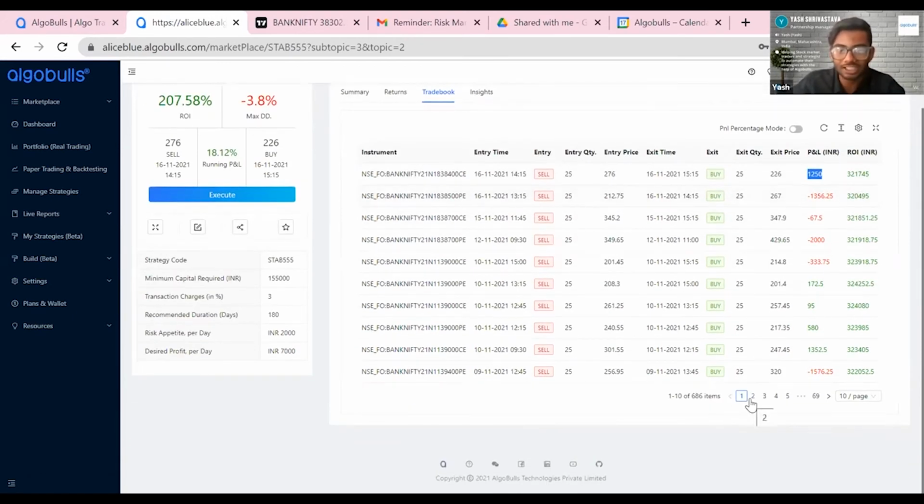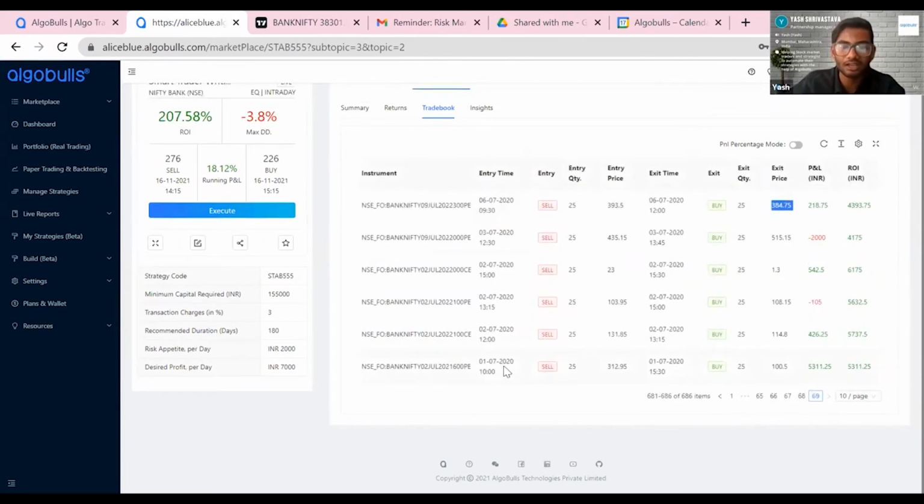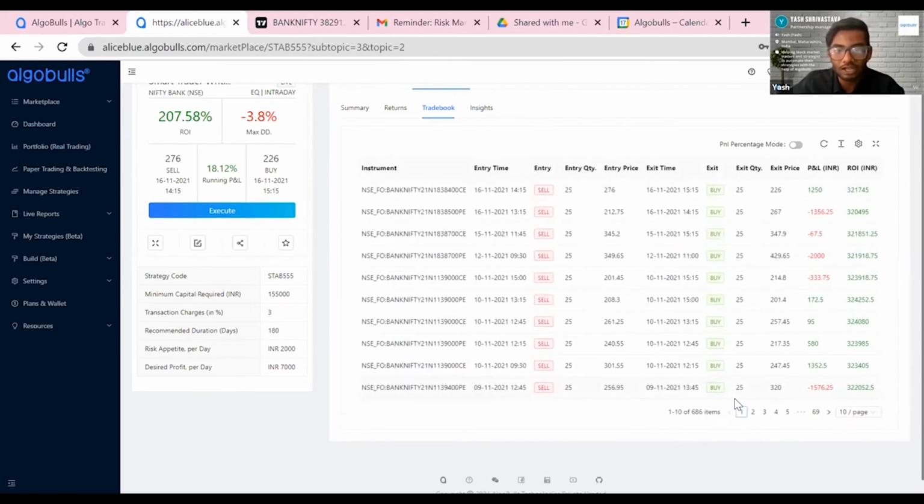Now, to maintain transparency, you can go through trade book pages 1, 2, 3 till 69, up to the date when the strategy actually started. It started on 1/7/2020, which was last year, and till today's date you can find end-to-end information in the trade book section.